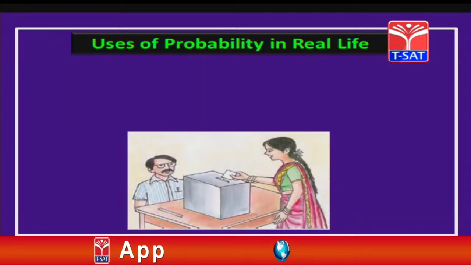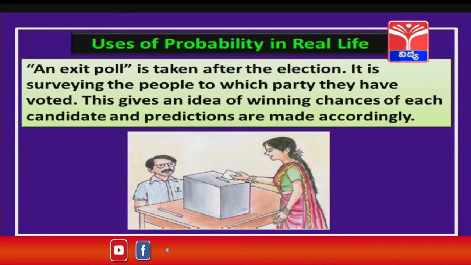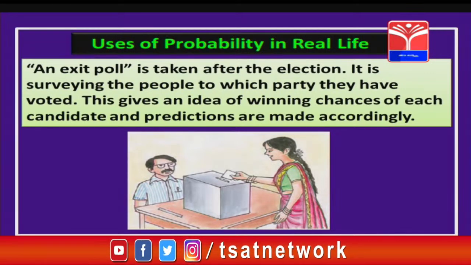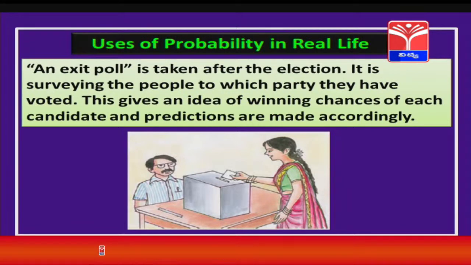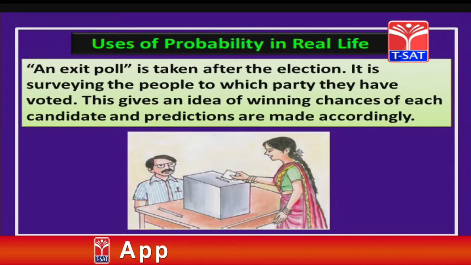And then the another most important one, that is about exit polls. You might have heard about this exit poll, isn't it, children? Generally the exit poll is always taken after the election. So, what actually will they do here? They will survey the people and ask them which party they have voted for, and based on the information collected, they will predict who is going to win in the election. That is how they make the predictions. So, this is again purely based on probability only, children.